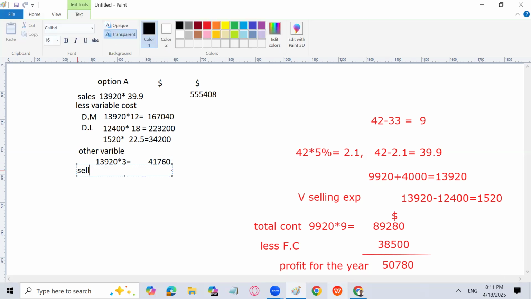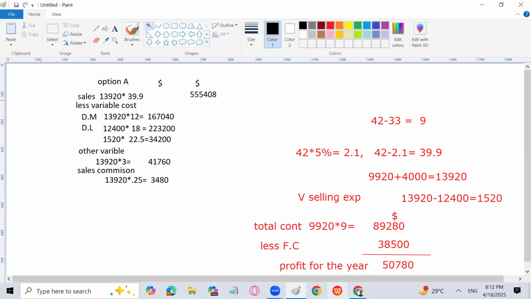I can add the sales commission in other variable cost also, but I can write it separately also. So how much is the sales commission going to be? That is 0.25 per unit. 13,920 into 0.25. It is also a variable cost. So that is going to be 3,480.